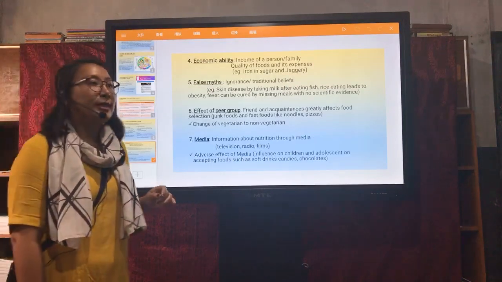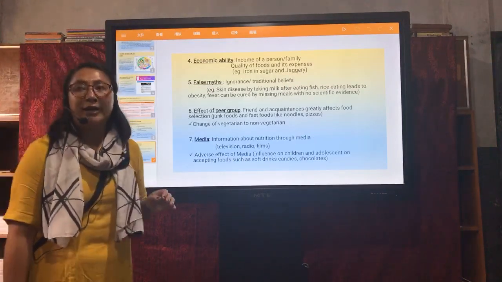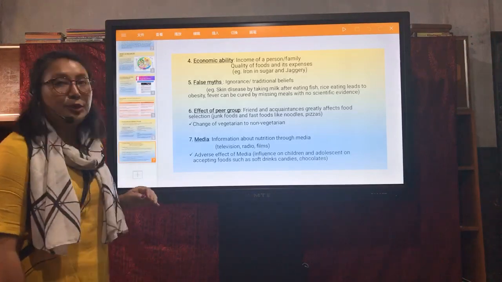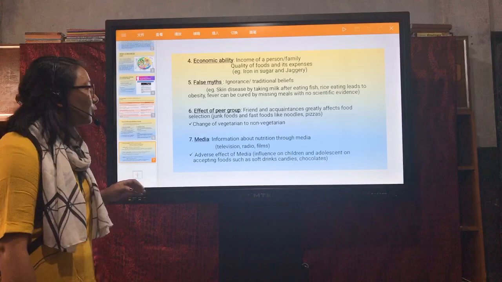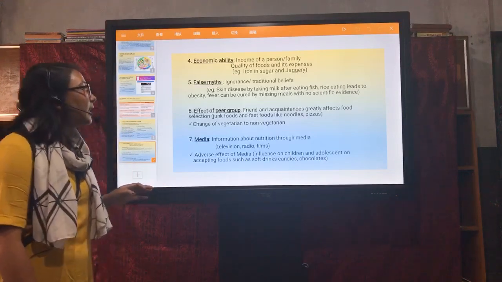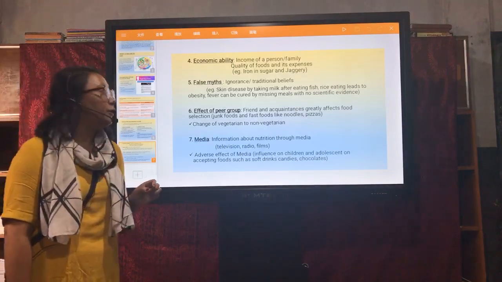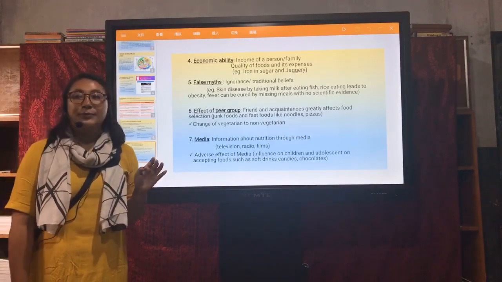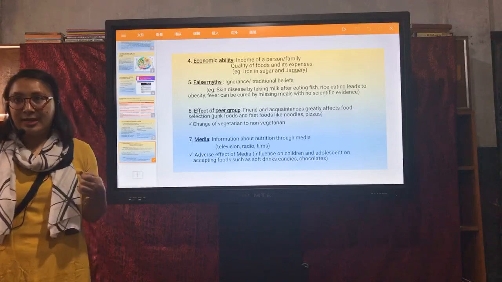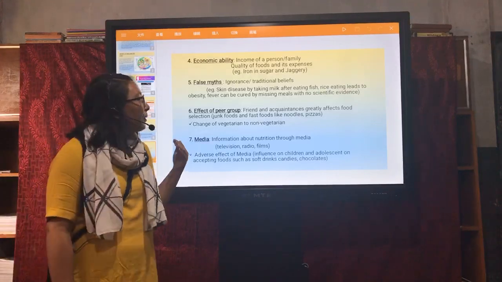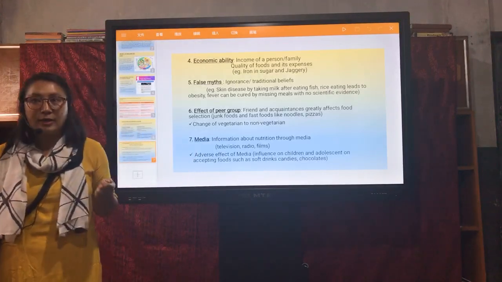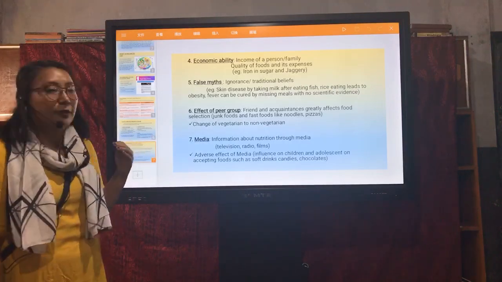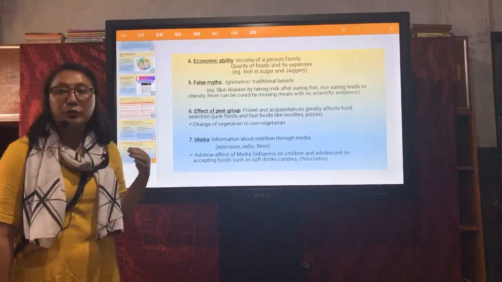The fourth point is economic ability. Not all the families have the same economic status. Some of the families will be rich, some of the families will be poor. So the income of a person or the income of a family affects the selection of food items. We have a common belief that expensive foods are more nutritious and healthier than cheap foods, which is not correct. So we need to see the quality of the foods and we need to know the expenses of the food items.